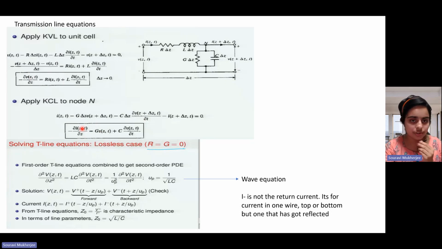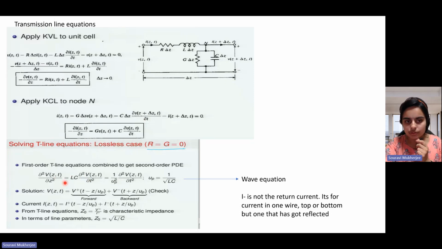What we will now do is try to simplify it. So we consider the case where it's a lossless case. What do we mean by lossless? That R and G are close to 0. So if you put those values here, this term will go away. Again, this term will go away. And then you can take a double derivative of one of these terms and compare these two equations to get an equation like this. So it's a second order partial differential equation that you get.